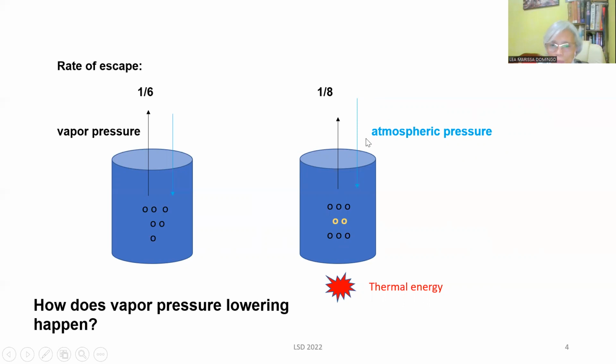Itong blue arrow na to, downward, ay yung atmospheric pressure. So alam natin yung rate of escape or vapor pressure ay upward. Tumatakas yung mga water molecules at gusto nilang maging gas. Tapos yun namang pressure sa atmosphere, tinutulak sila pababa. Stay lang kayo dyan. Hindi kayo pwedeng tumakas. Parang gano'n ang drama nila. So itong dalawang pressures na to, yung vapor pressure at atmospheric pressure ay naglalaban.